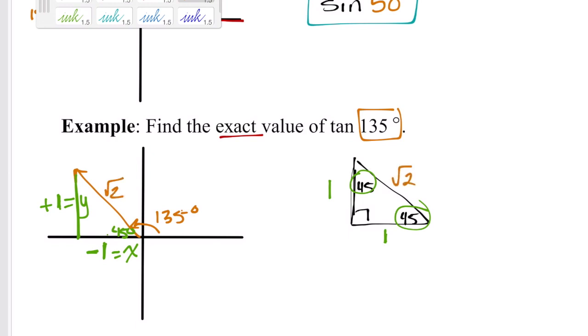So those are the special ratios for those sides for the special right 45, 45, 90 triangle. And because I'm doing the tangent, that means I'm doing the y over the x value. So I have a +1 for my y, -1 for my x. So the tangent of 135 degrees is just -1.